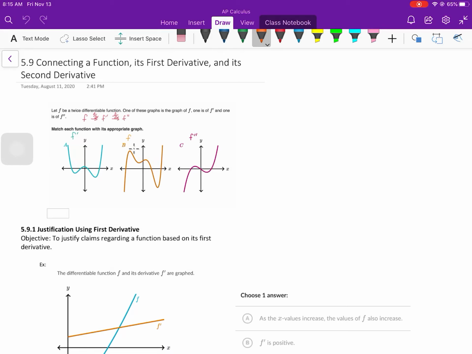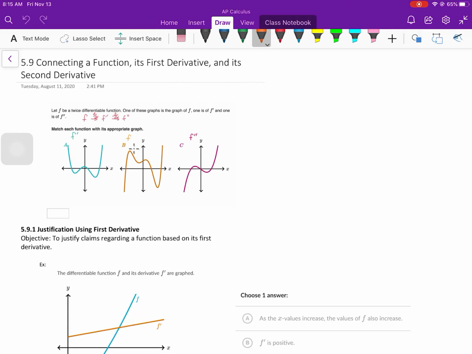I'm going to tell you this unit, or this section, is one of the most important sections. I know I've said that with the first derivative test, but it actually ties into this. The whole first derivative test really is what this is all about. And what we're doing is connecting a function and its first and second derivative. That's what you're going to be doing for a majority of that AP test.